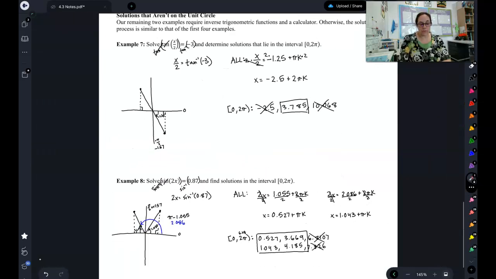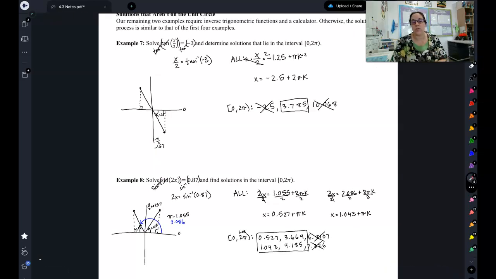So that is all for lesson 4.3 for solving these trig equations. We have one more lesson in chapter 4, 4.4, which is where we're going to solve even more complicated trig equations. I'll see you there.